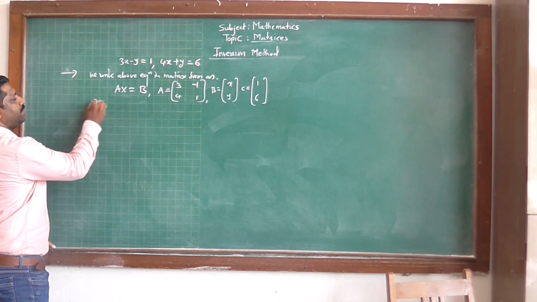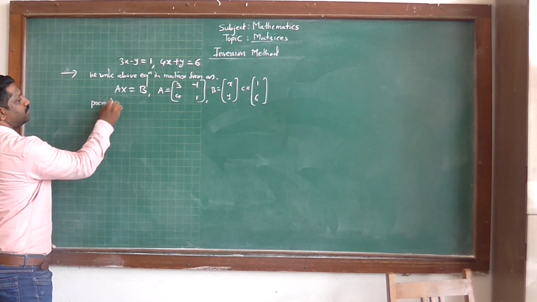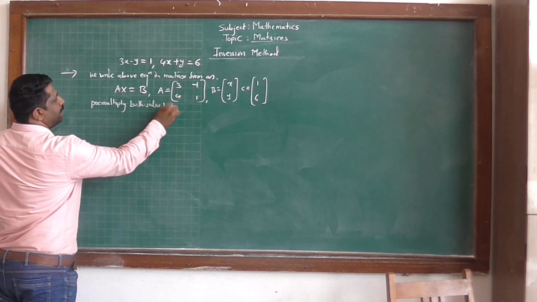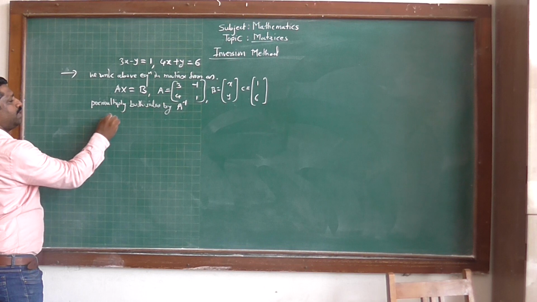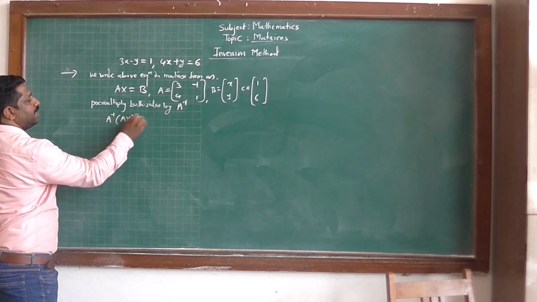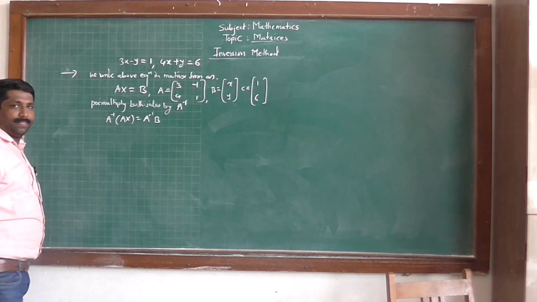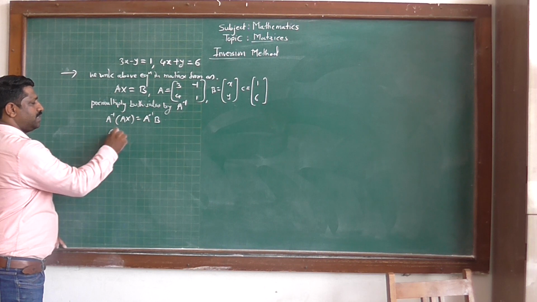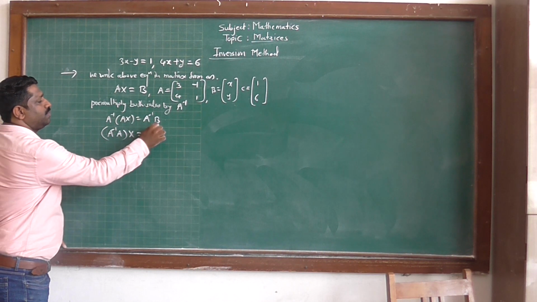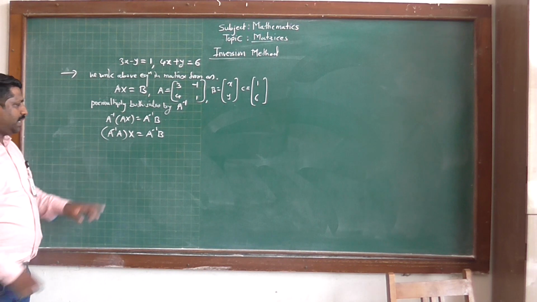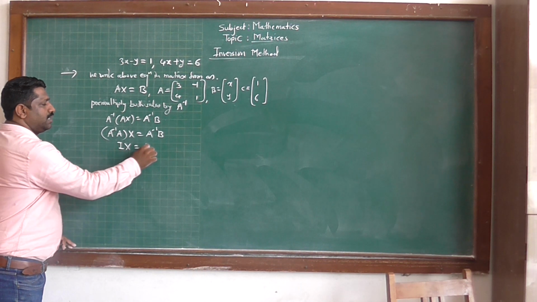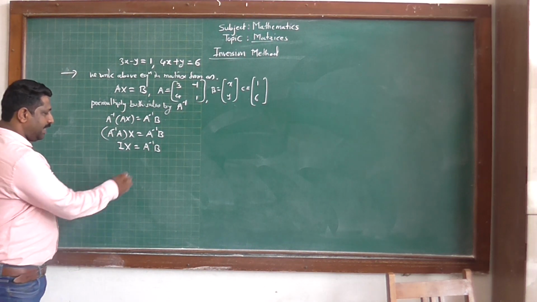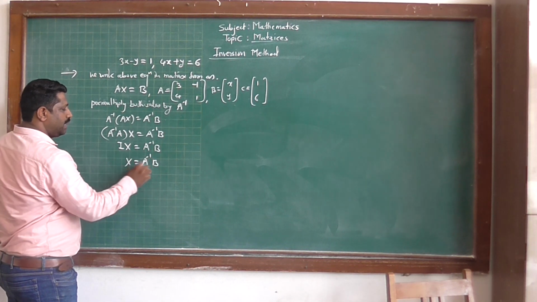That is, pre-multiply both sides by A inverse. So therefore A inverse into AX is equal to A inverse into B. Now by associativity of product of 3 matrices, we have A inverse into A into X is equal to A inverse into B. A inverse into A is identity matrix, so identity matrix into X is equal to A inverse into B. Identity matrix into X is again X. X is equal to A inverse into B.